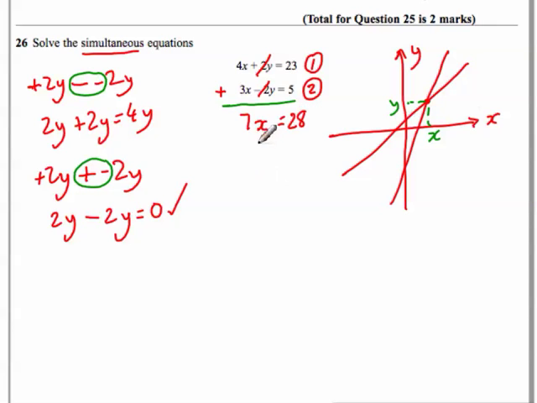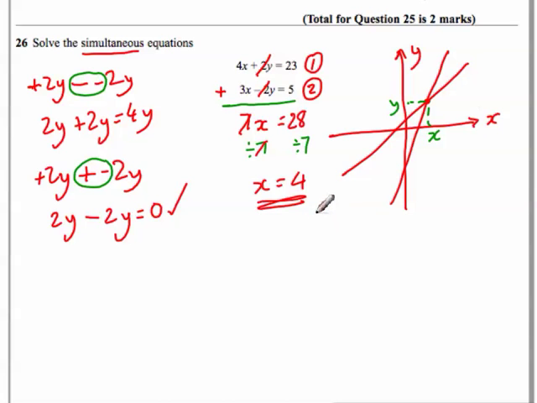28. Okay, so to find x then, if I divide both sides by 7, those cancel out, and I get x equals 28 divided by 7 is 4. So x is 4. So we found x, but to find this coordinate here, to find this crossing point, we've got to find out what y is, haven't we? Got to find out what y is.